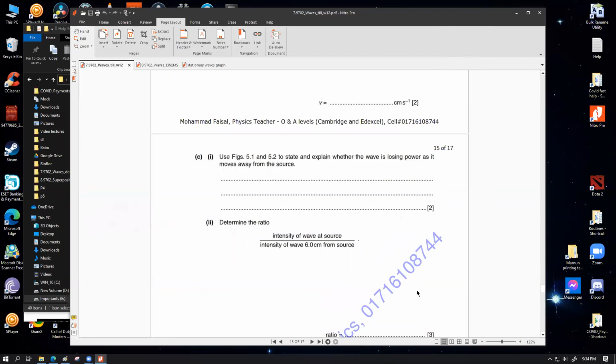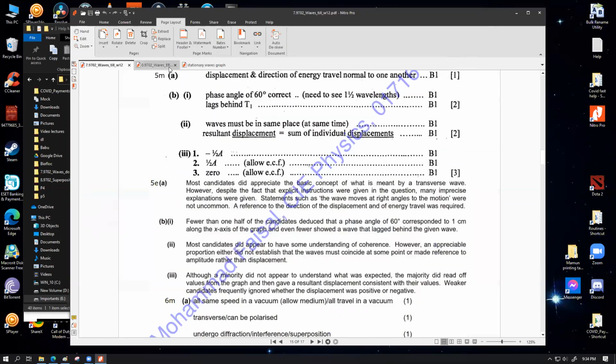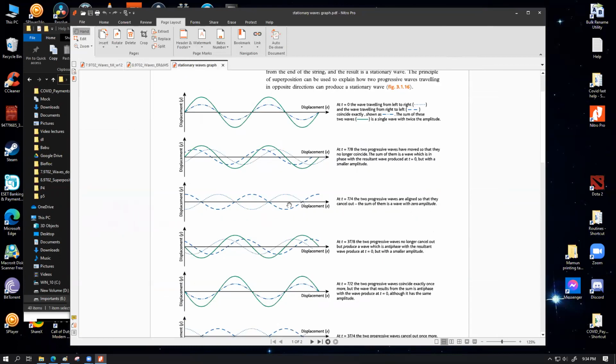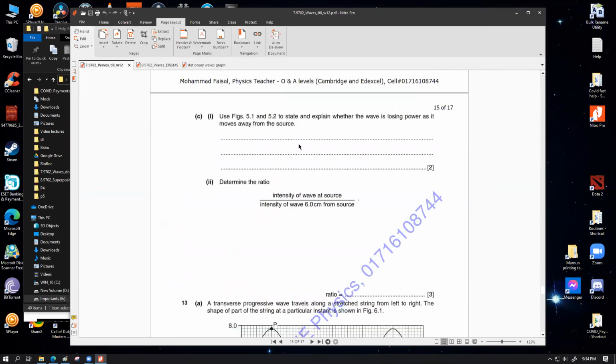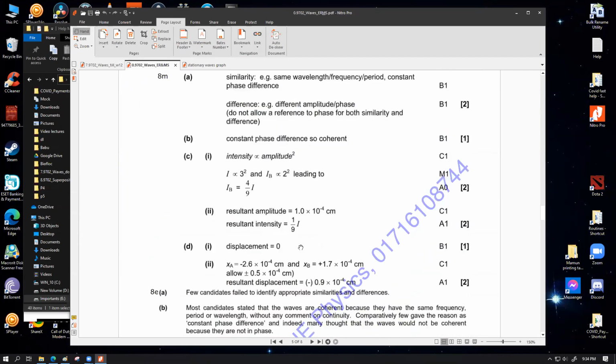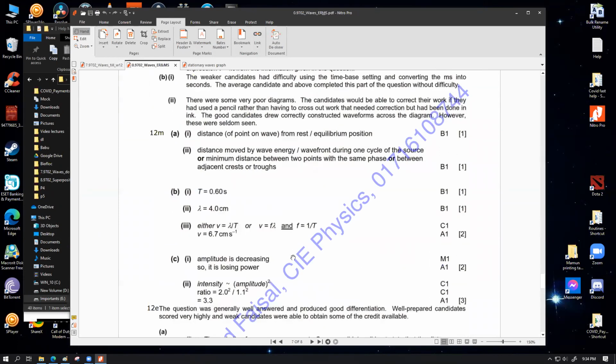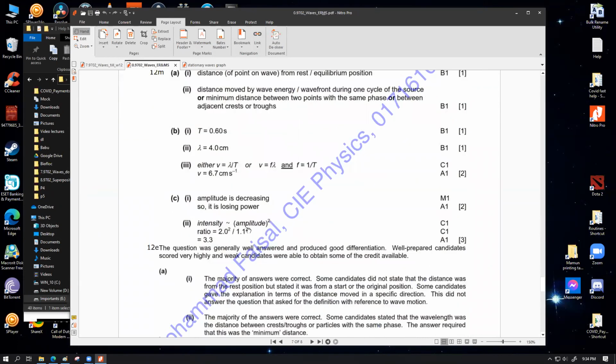Why did they give 3 marks to this answer? I don't see the logic for 3 marks. What is so complicated that this question deserves 3 marks? This is question number 12C2. Let's have a look at this mark scheme and we'll call it a day. C2: Intensity is proportional to amplitude squared. Ratio is 2.0 squared divided by 1.1 squared, 3.3. Okay. I don't mind.